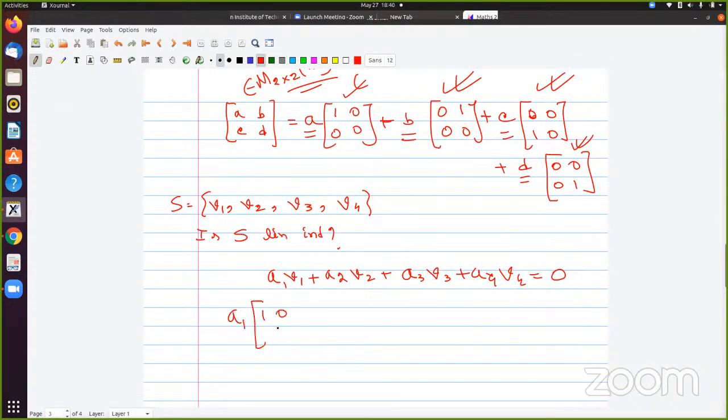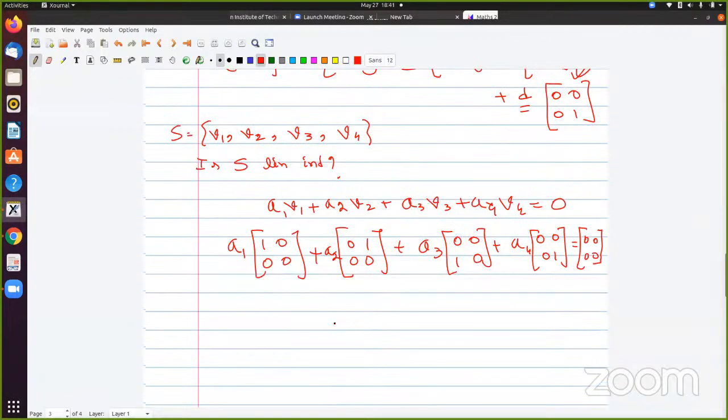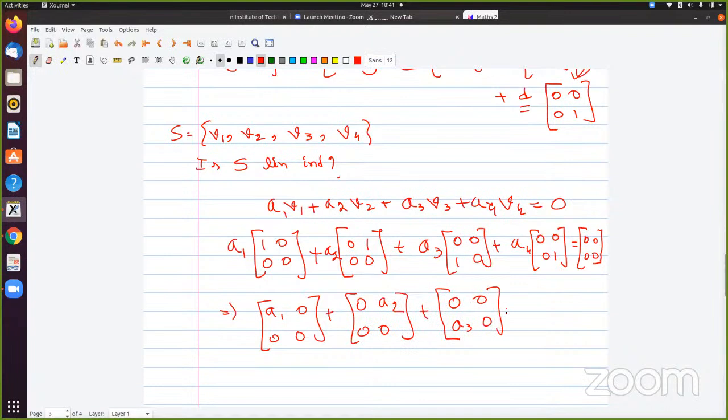Let me write. So this is my first element, this is my second element, this is my third element, and this is the fourth element. And what is the zero vector here? The zero matrix. So this is my equation I am getting. Right? So what about the first one? A1, 0, 0, 0. 0, a2, 0, 0. 0, 0, a3, 0. 0, 0, 0, a4. Right?